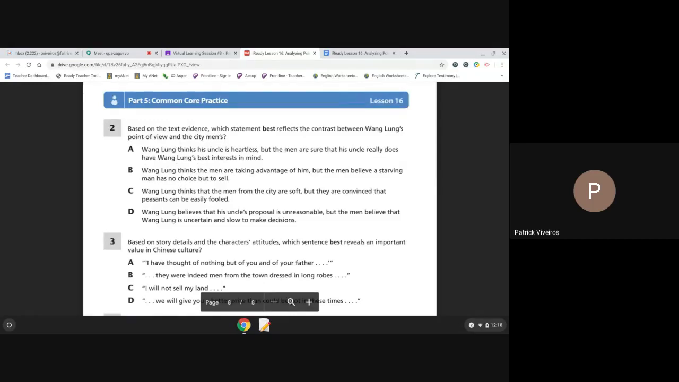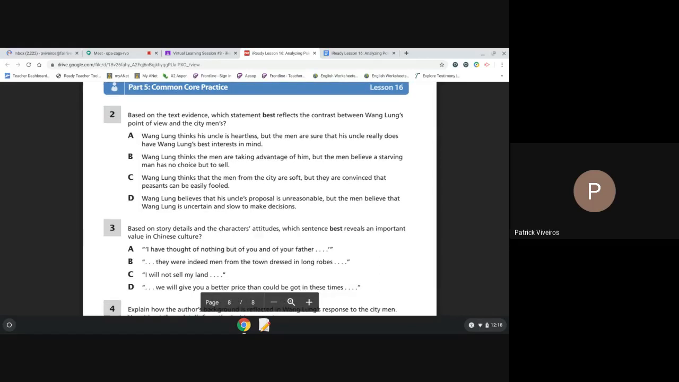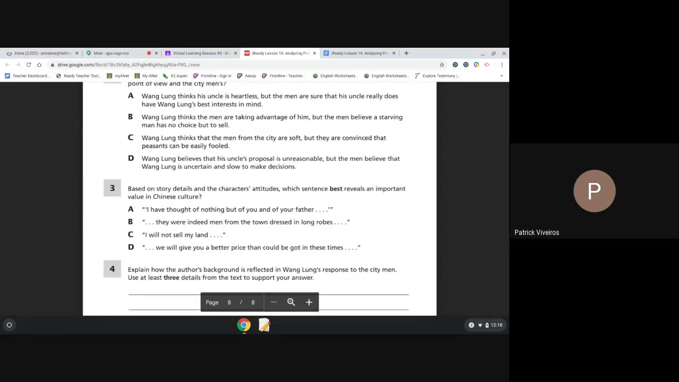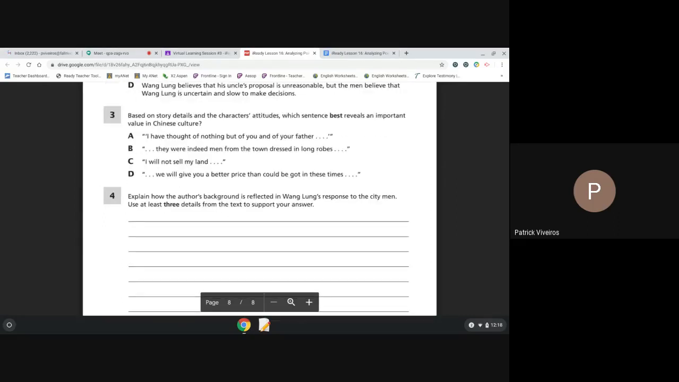For question 2, based on the text evidence, which statement shows the city men's point of view? For question 3, based on story details and the characters' attitudes, which sentence best reveals an important value in Chinese culture? And lastly, question 4, explain how the author's background is reflected in Wang Lung's response to the city men. Use at least 3 details from this text to support your answer.